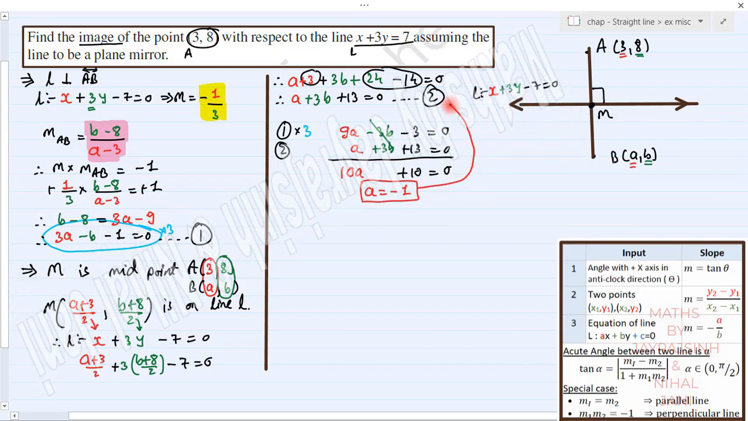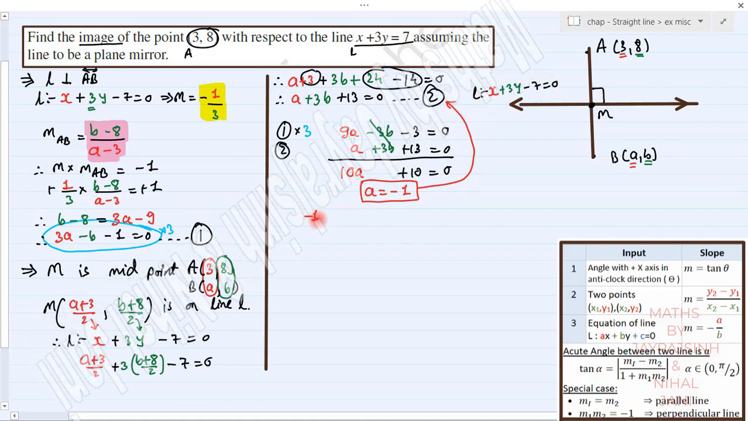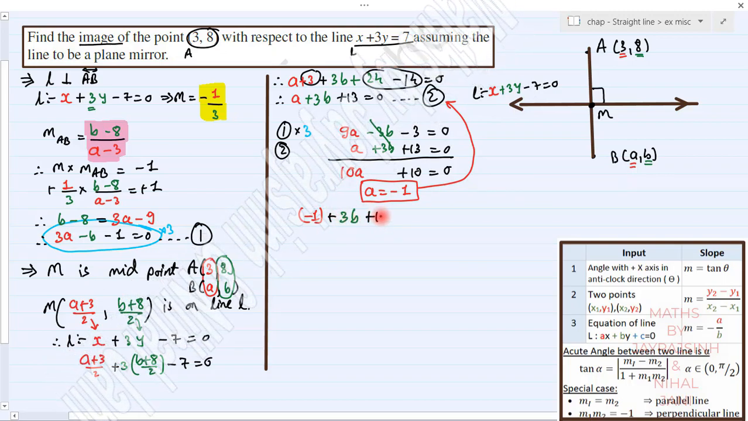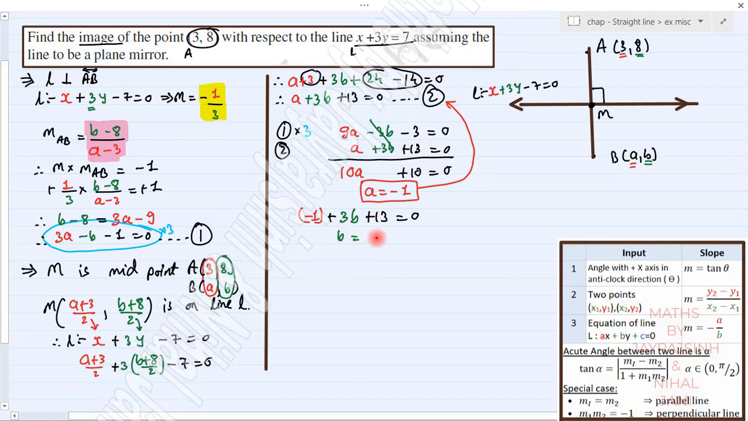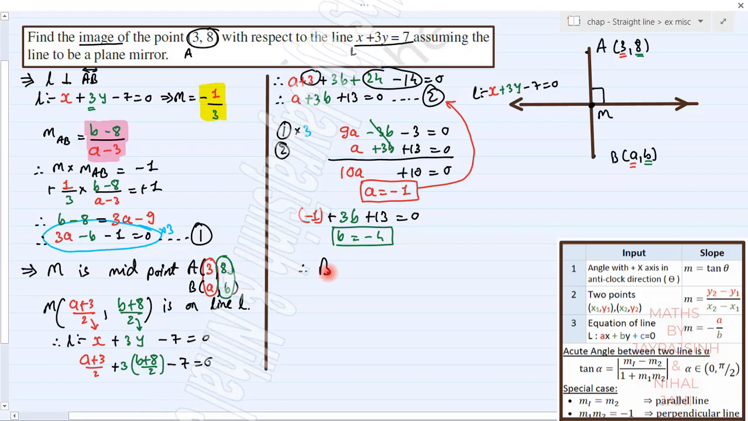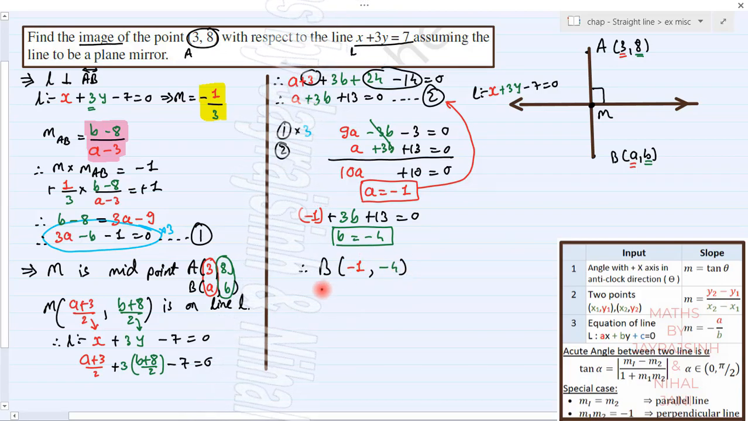Now let's substitute the value of a in equation number 2, which is a plus 3b plus 13 is equal to 0, and we will get b is equal to minus 4. So we can say the image of point A is B, having coordinates (minus 1, minus 4), which is the required point. Ta-da!